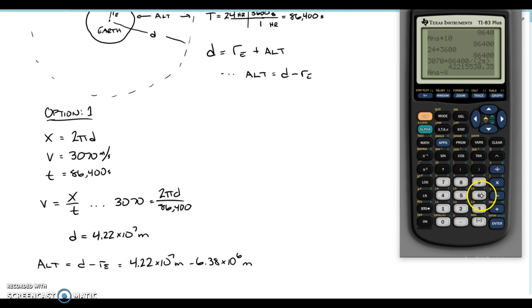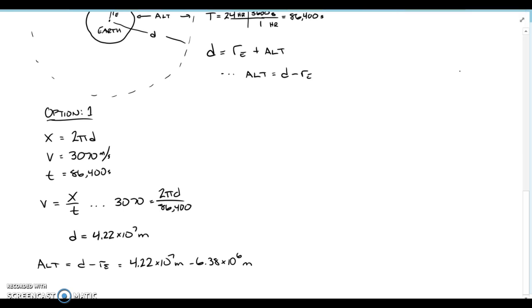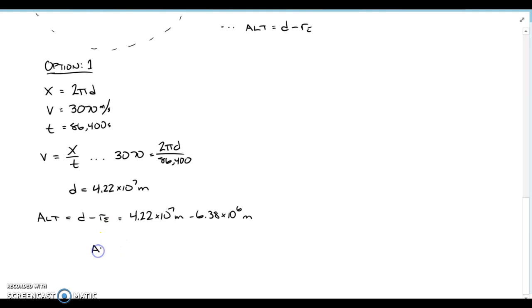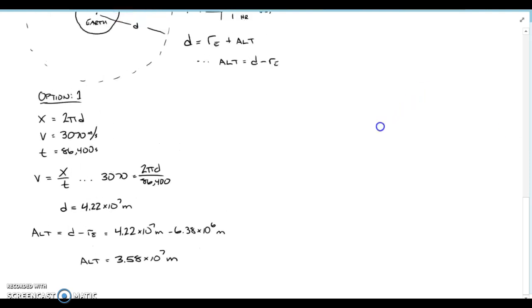You might have it stored in as R already. I'll just type it in, 6.38, second e to the 6. And there's my answer. It looks like the decimal place we need to move 7 places to get between the 3 and the 5. We'll write it in scientific notation: 3.58 times 10 to the 7 meters above the surface. Pretty far up.